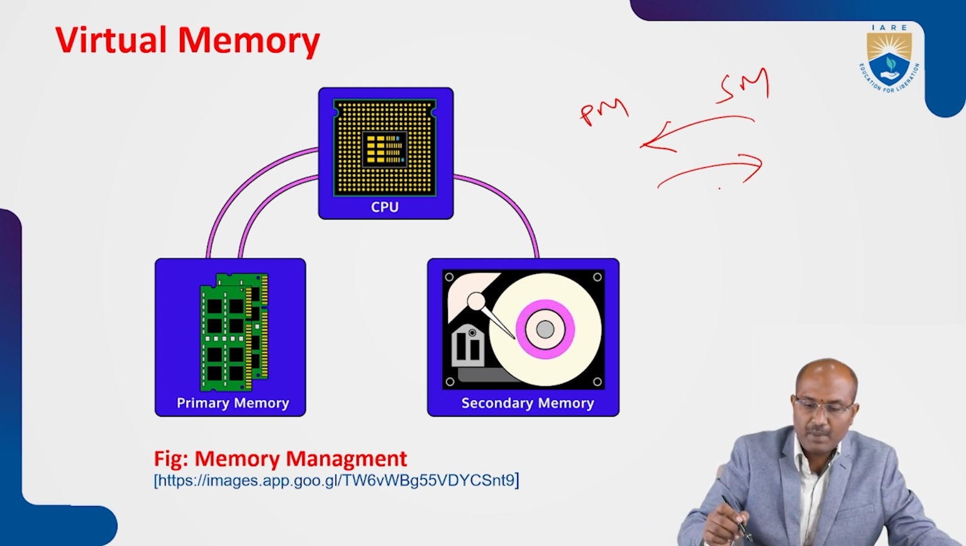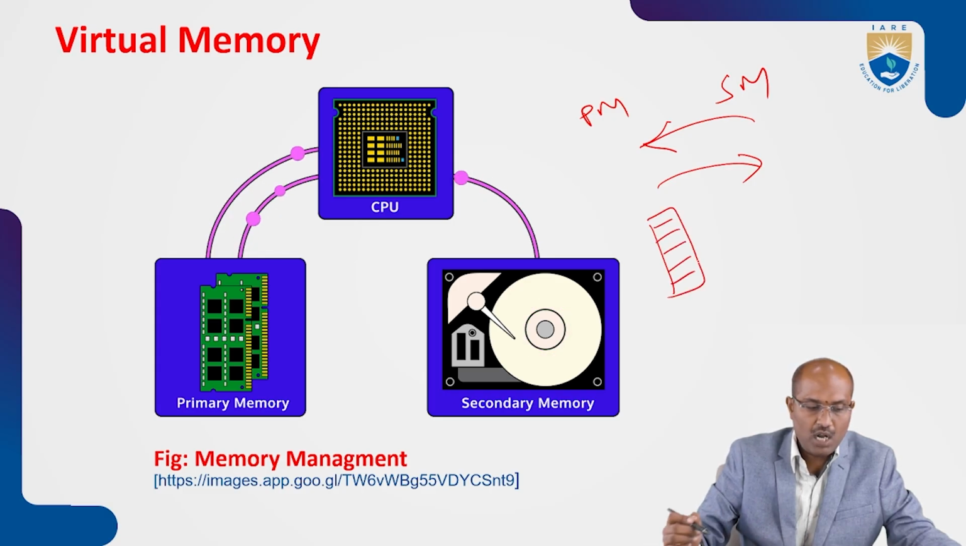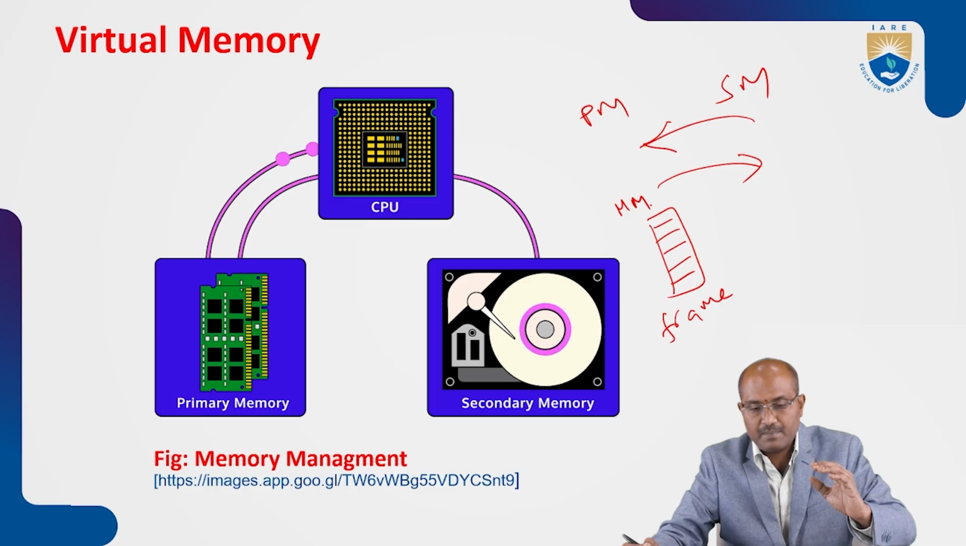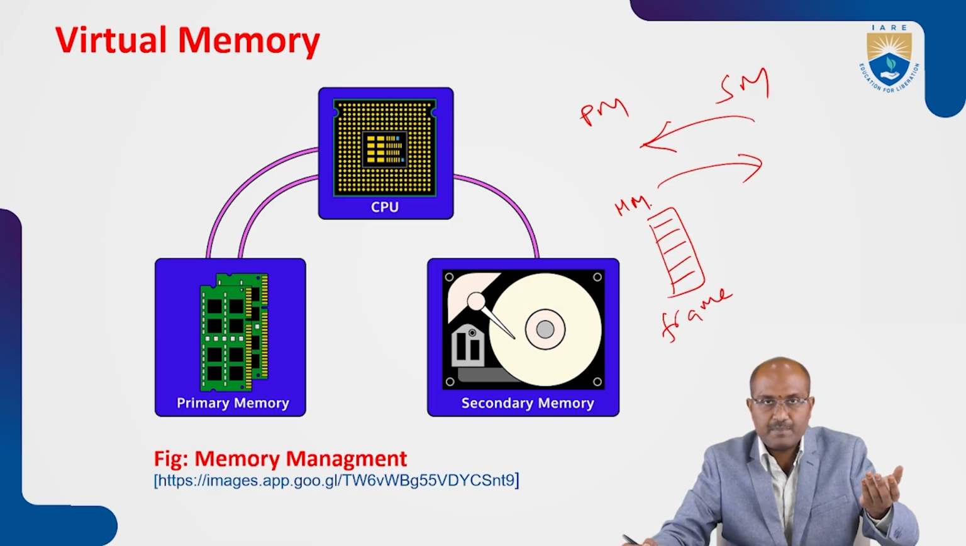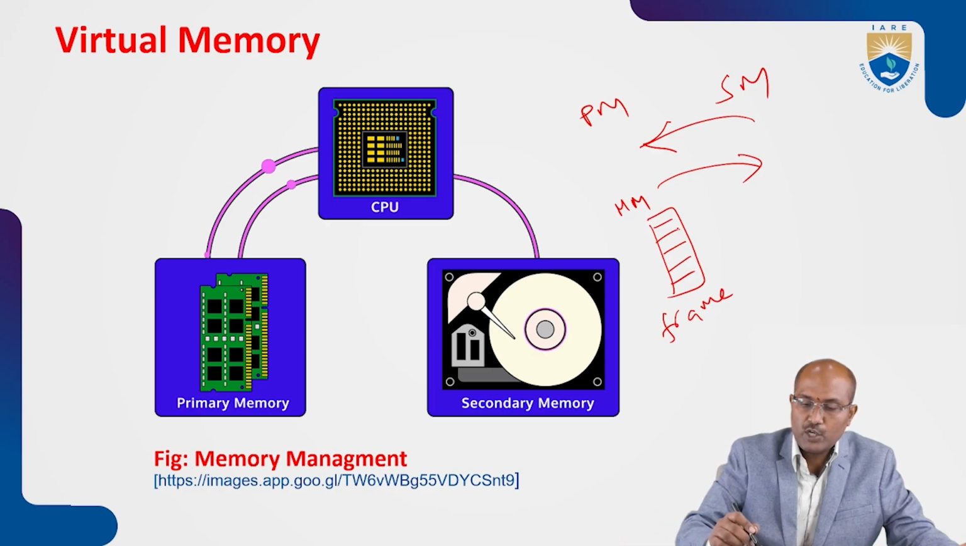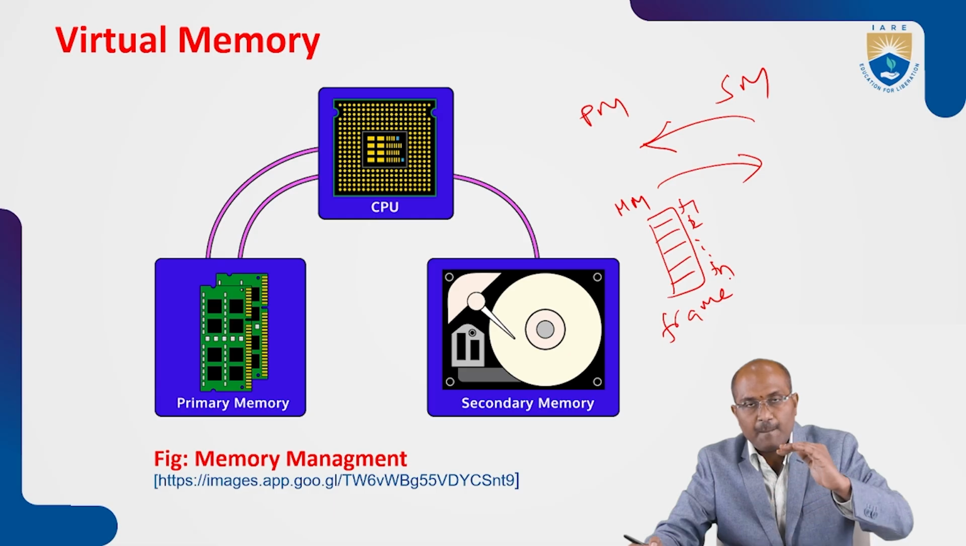The main memory is divided into different partitions. These are called frames. Main memory means primary memory, both are the same; sometimes we call it primary memory, sometimes main memory. You divide it into different partitions, and these partitions are called frames: frame 1, frame 2, and so on, n number of frames. I am going to divide the main memory.